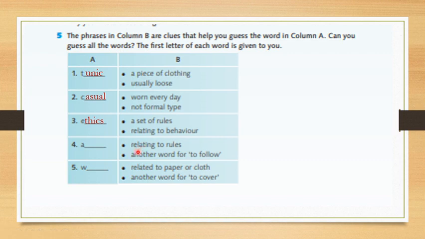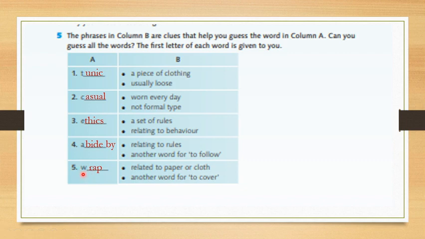Number 4, relating to rules. Also this word is relating to rules. العلاقة بالقواعد. Another word for to follow. What is the meaning of to follow? And starts with A is abide by. It means to follow. And finally here, related to paper or cloth. Another word for to cover. So when you cover something, and look here, it starts with W. It is wrap.